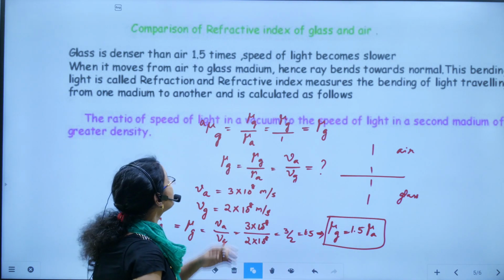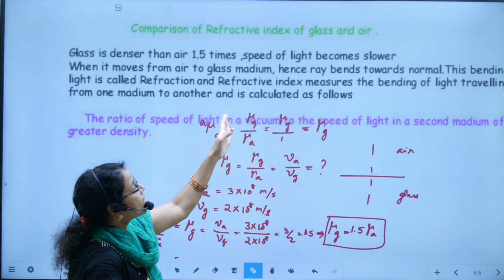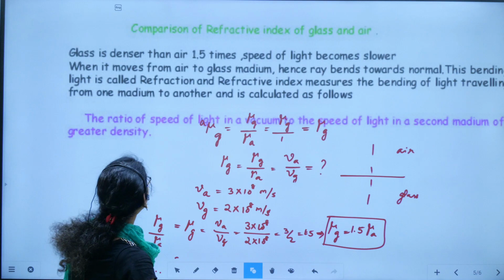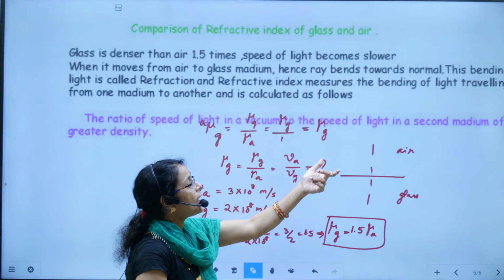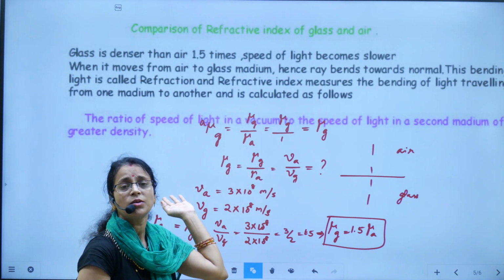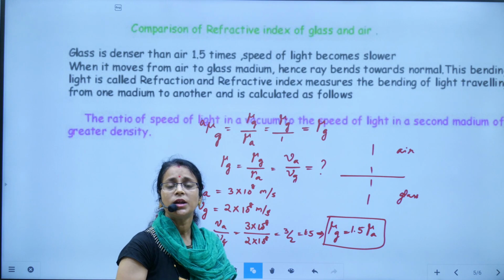Got it? So we have concluded that the refractive index of glass is 1.5 times that of air, and the ratio of the speed of light in vacuum to the speed of light in the second medium always gives the refractive index of the second medium. Got it? From this we can solve any numericals related to this.